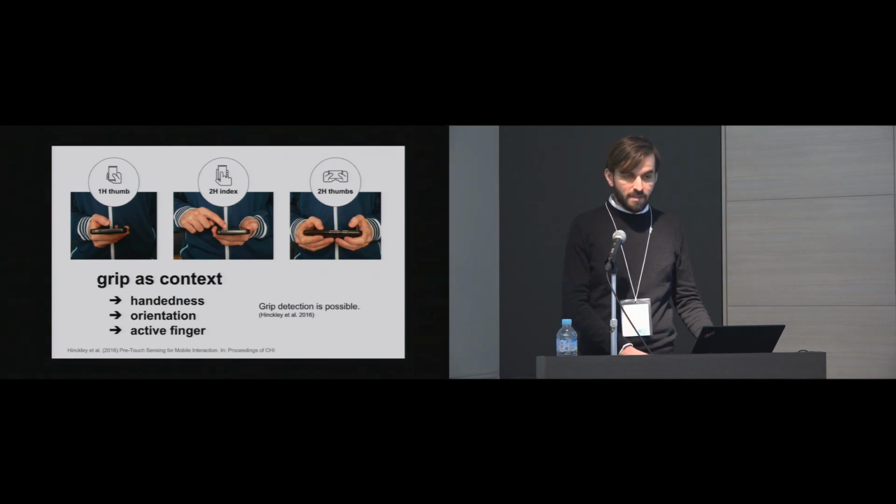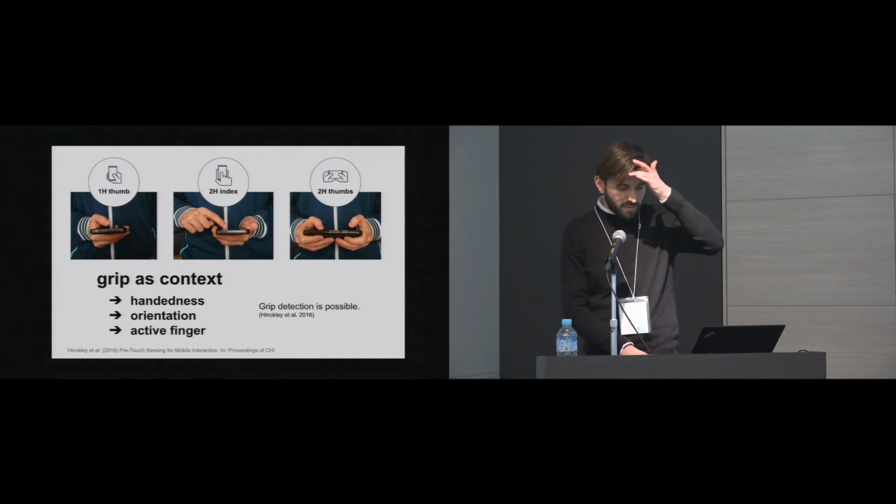So grip as context is defined by handedness, orientation and the active finger. If we want to update the user interface automatically, depending on the grip, how do we know which grip is currently being used? Other work by Hinckley and colleagues showed that it is possible to detect grip by using a self-capacitance touch screen, which can be built in. But if we detect grip, how do we adapt our interface controls?